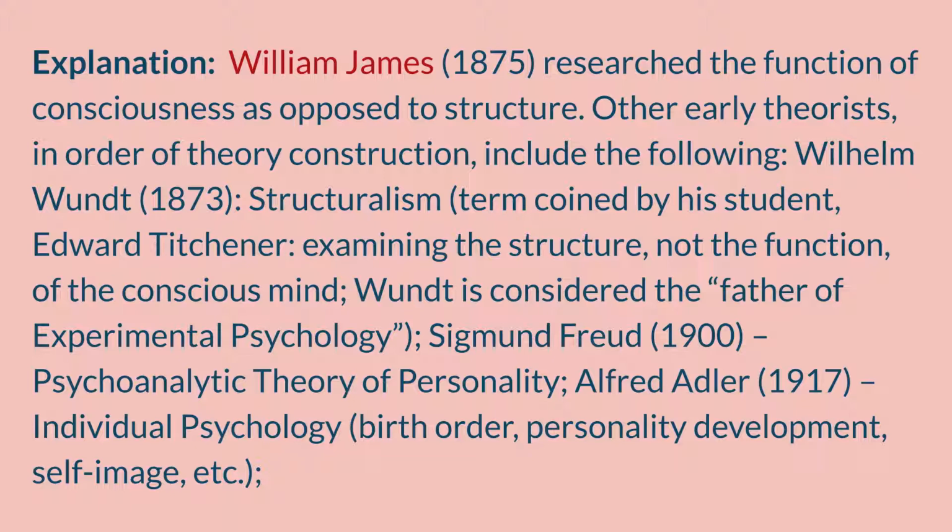Other early theorists, in order of theory construction, include the following. Wilhelm Wundt, 1873. Structuralism, term coined by his student, Edward Titchener. Examining the structure, not the function, of the conscious mind, Wundt is considered the father of experimental psychology. Sigmund Freud, 1900. Psychoanalytic theory of personality. Alfred Adler, 1917. Individual psychology, birth order, personality development, self-image, etc.